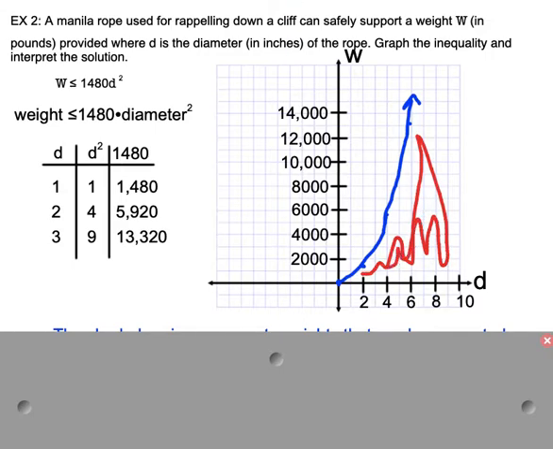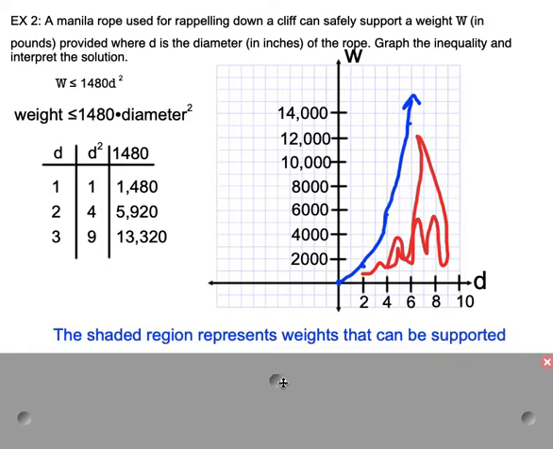Now, what does that mean in relationship to our graph? Okay, this is kind of like the boundary line. This is the most your weight, your rope is going to handle, the maximum weight. So the shaded region down here represents the weight that can be supported. So for example, if you have a diameter of 4, you can support anything up to 2,000, probably 3,000, even close to 4,000 pounds. But if you have a diameter of 4, you cannot support something that's 14,000 pounds. It will snap the rope. I hope this makes sense.